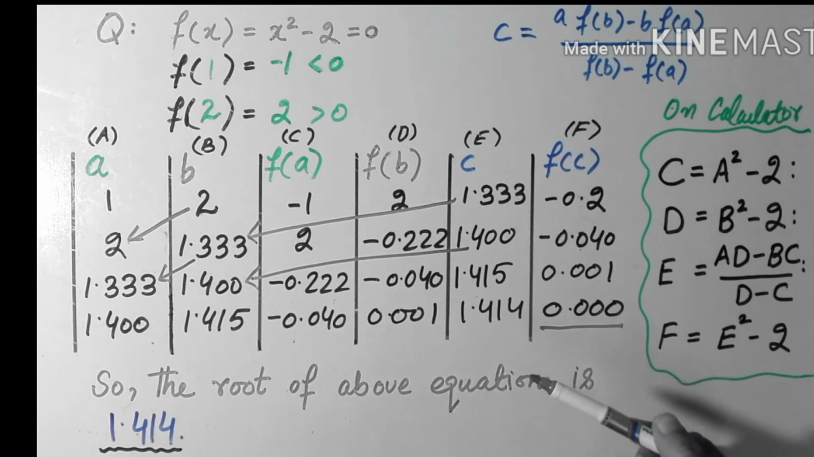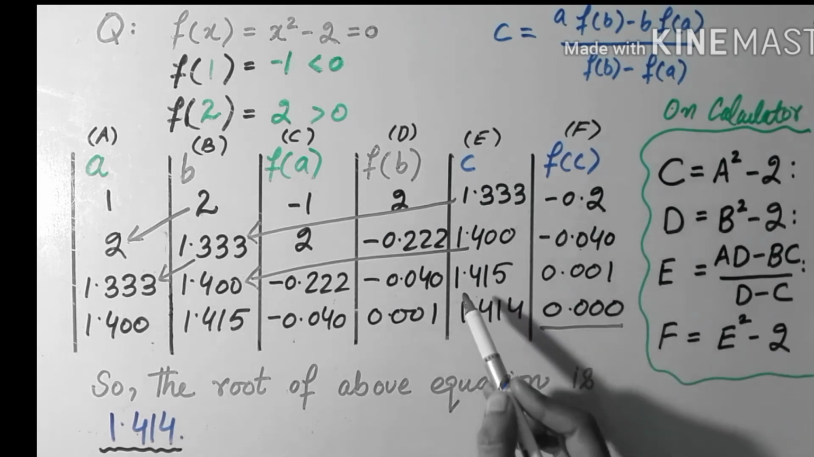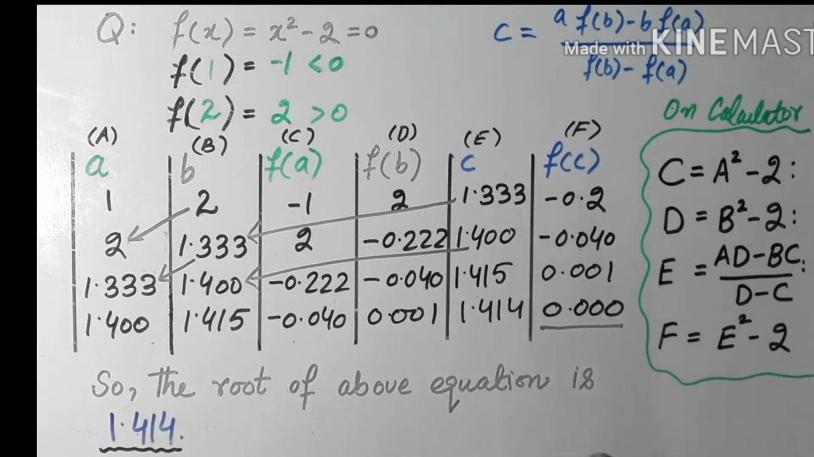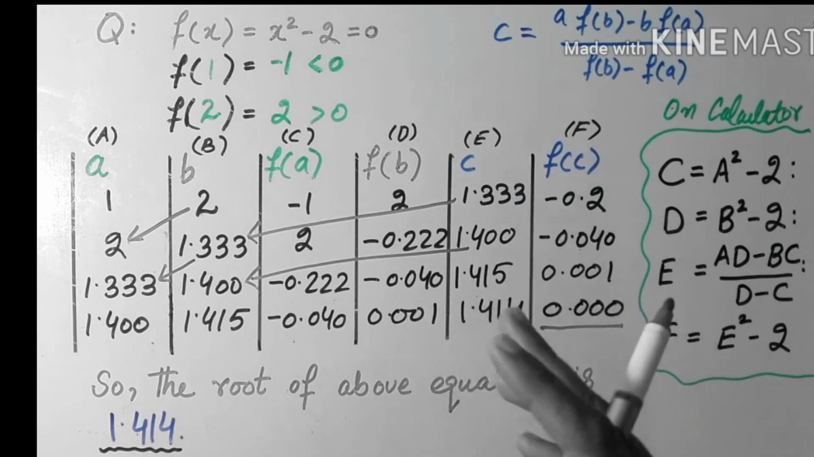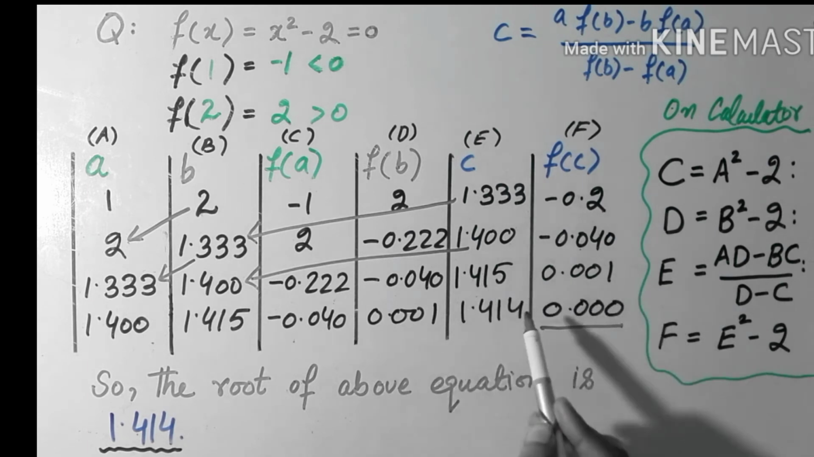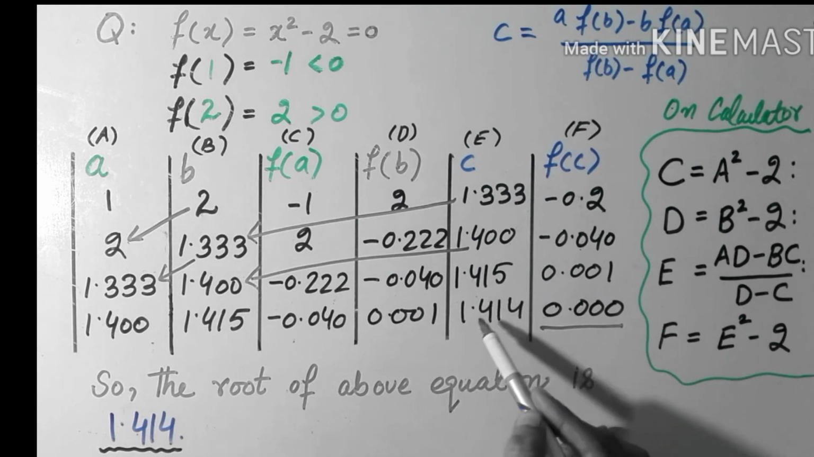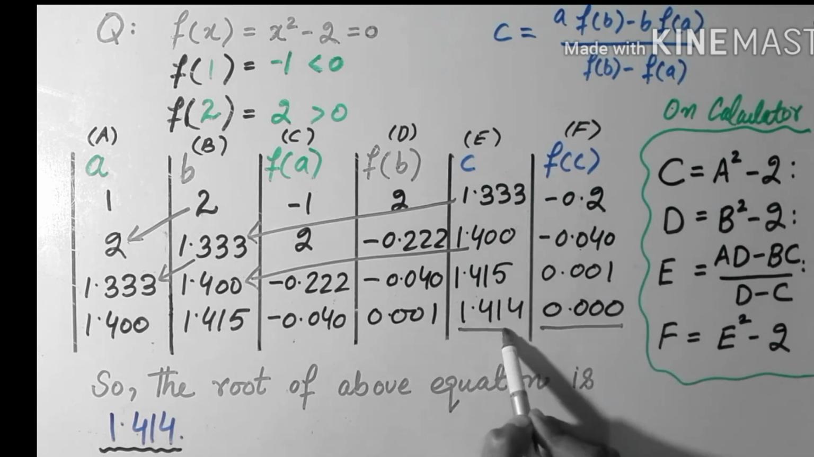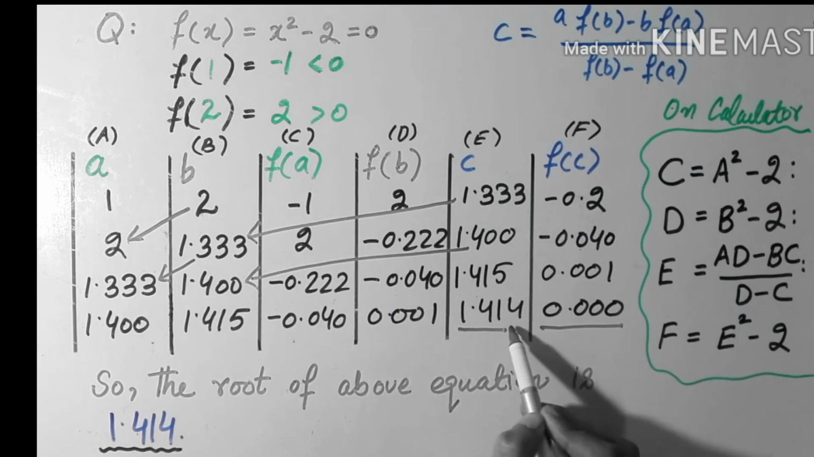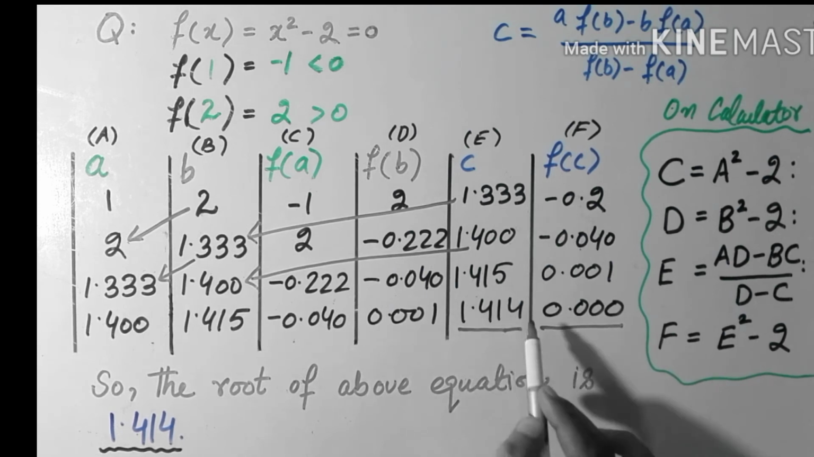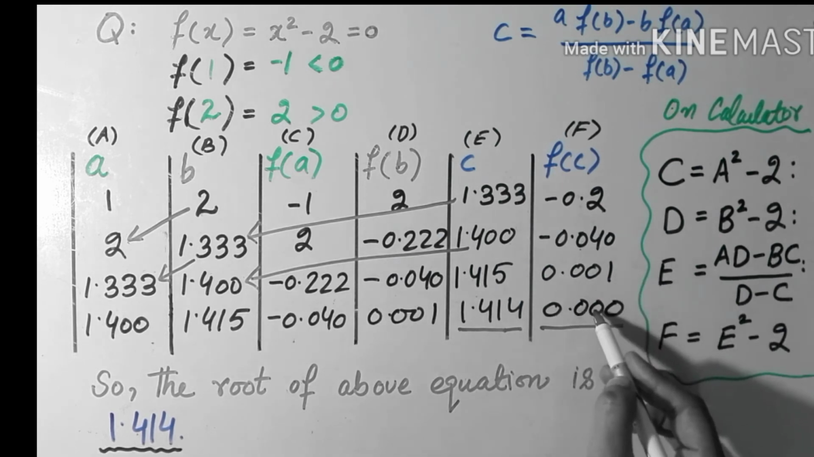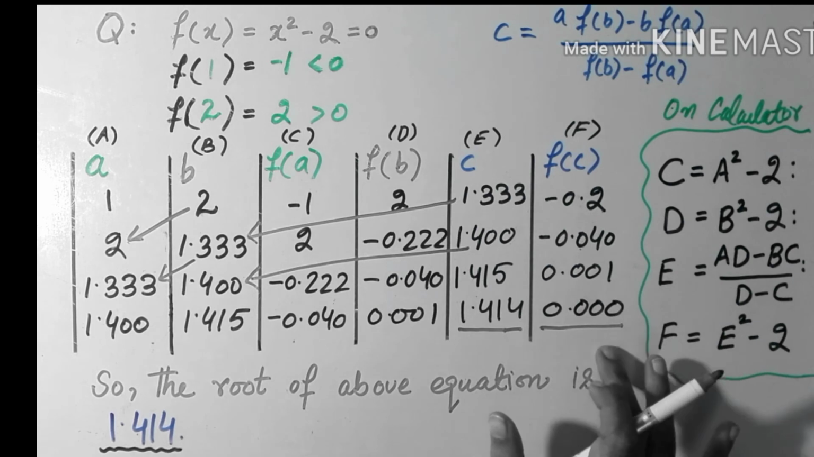So the question is, how would we know that our process is over? In other cases, we stop when our answer repeats up to 3 or 4 decimal places, if accordingly they have asked us in the question. But in this case, we can see that this is 1.415 and the other one is 1.414. So it repeats only up to 2 decimal places. But as we can see, the value of f(c) is equal to 0.000. So our process terminated here.